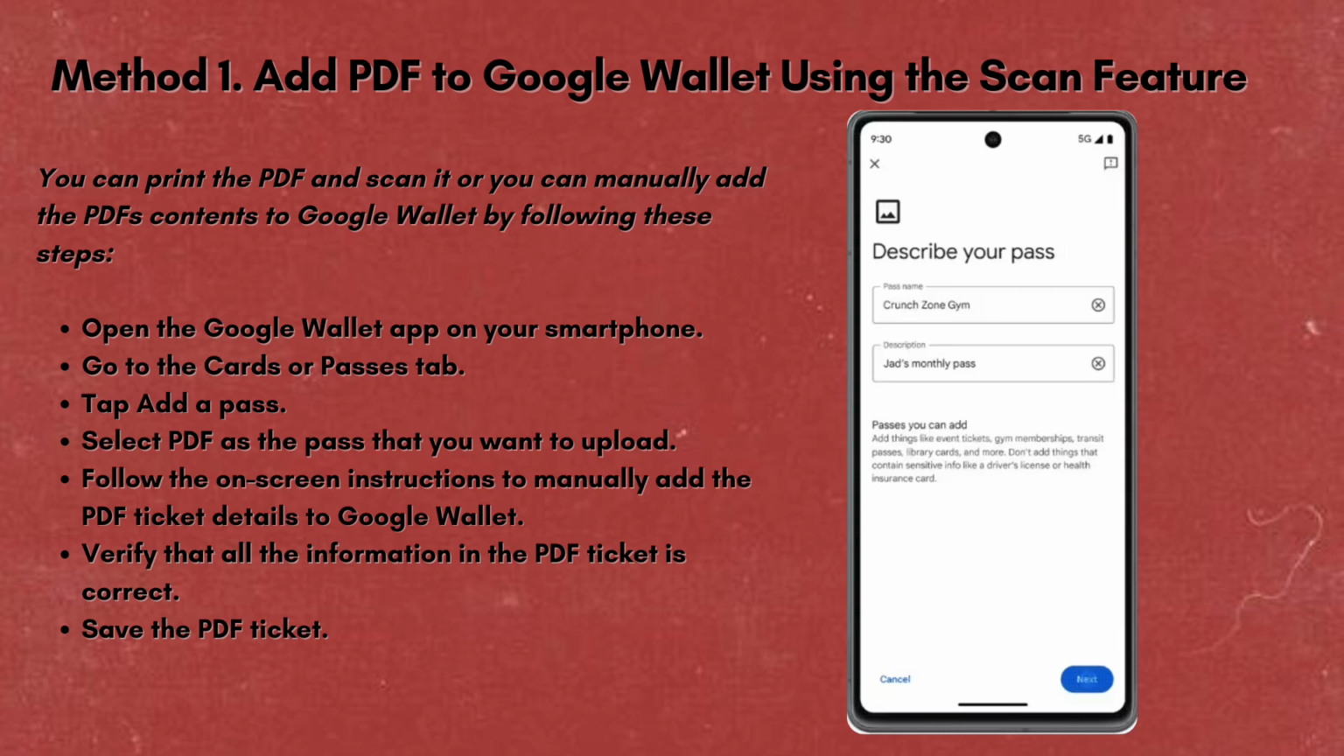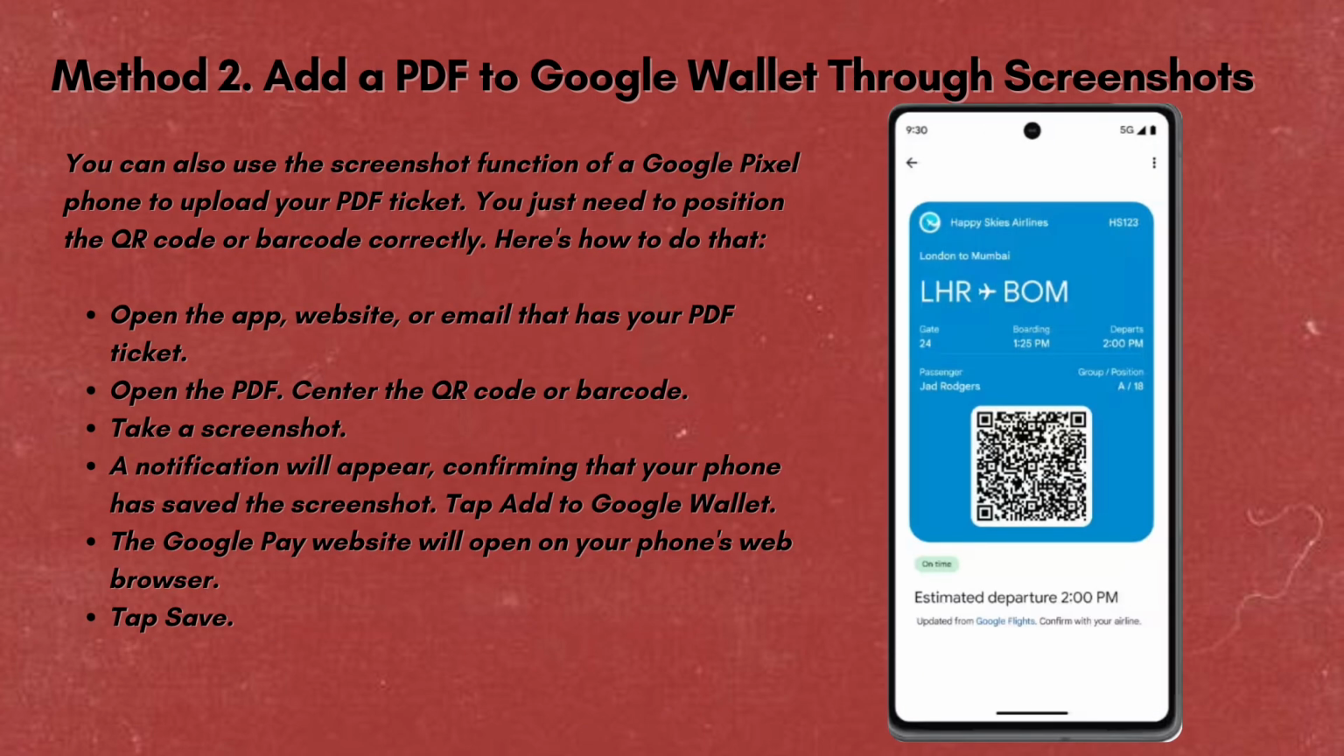Method number 2 is to add a PDF to Google Wallet through screenshots. You can also use the screenshot function of a Google Pixel phone to upload your PDF ticket. You just need to position the QR code or the barcode correctly. And here's how you can do that.